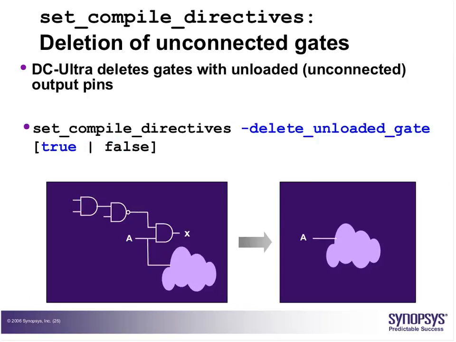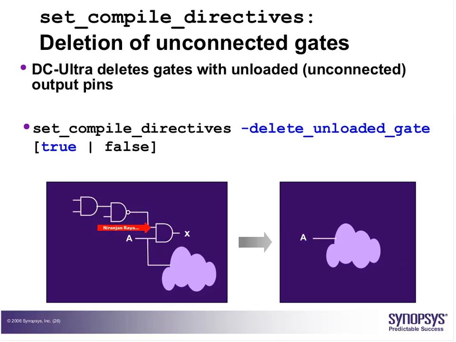Third thing is deletion of unconnected gates. If a gate is unconnected, DC will simply remove it. For example, in simulation there will be an X propagation because this value is unknown. DC will just remove this corner block, because X probably is not used further. That is why DC removes all this logic connectivity.